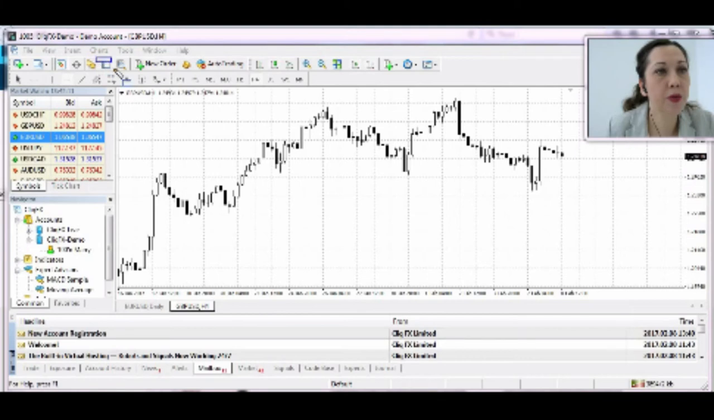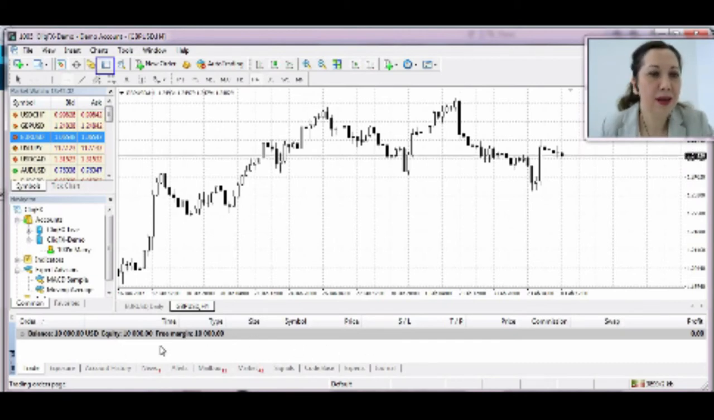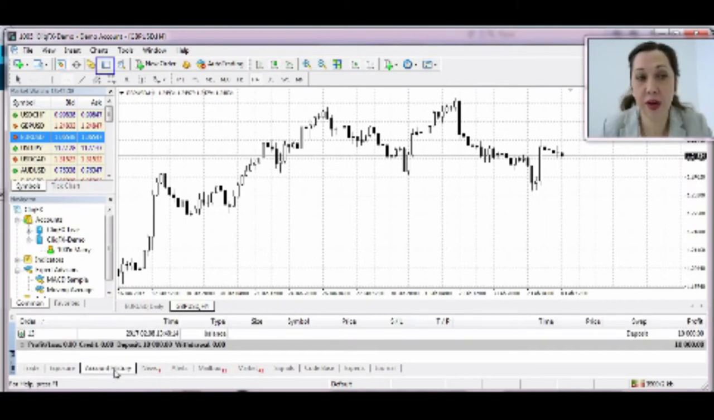Terminal, the most important one. So terminal is actually your account where the process of trading is. So you go to trade, click this button, and you see all the open transactions or trades. They can be green or red. It depends on how good you are actually on the market. Also account history. Here you can see all the closed transactions. So when you close your trade, you will see it here in the history.